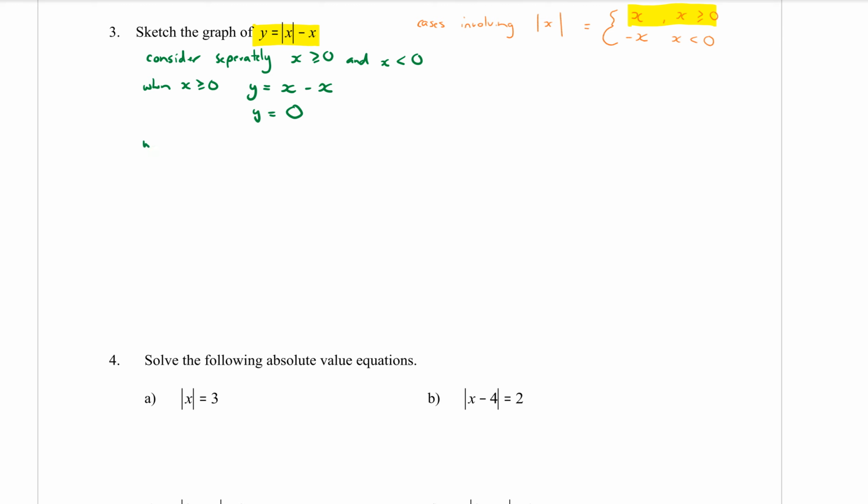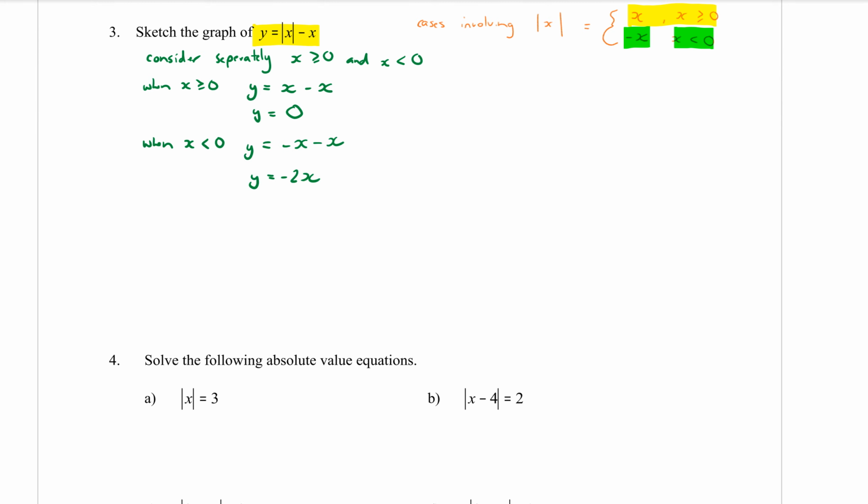Then we want to consider the case when x is less than 0. So when x is less than 0, that's when we get a negative x from inside the absolute values. So that means in my equation, I would get y equals, instead of absolute value of x, it's negative x, negative another x, minus another x. So that's y equals negative 2x.